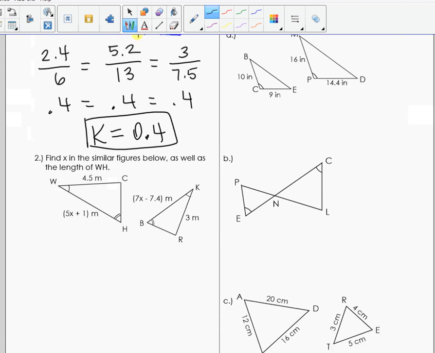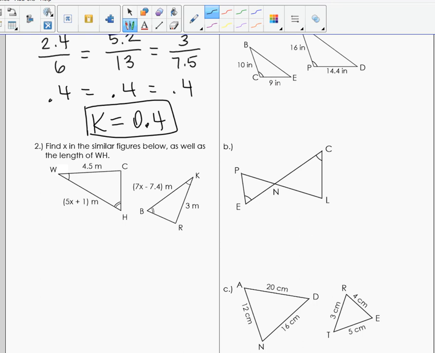For number 2, we're just talking about similar figures. It says find x in the similar figures below as well as the length of WH. Okay, so you want to pay attention here to angle markings. WC is 4.5. That is across from the angle that is the double angle mark. So then that has to go with 3. Okay, so then this is across from the empty angle, 5x plus 1. So is this. Okay, you can also look at it as like 5x plus 1 goes from 1 tick mark to 2. So does this. However you want to match them up.